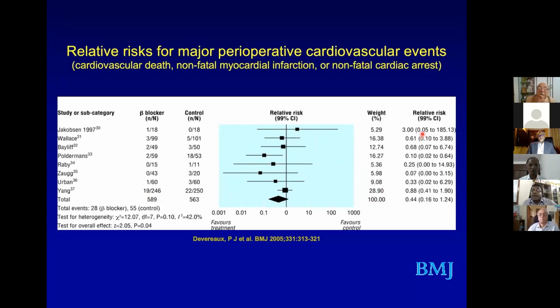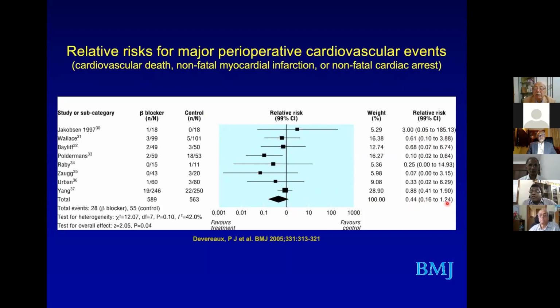Right? And this is the 99% relative risk, and 0.61, you see 0.61 over here, and this is the 99% confidence interval, right? The pooled estimate is 0.44 over here, or in other words, beta blockers cause a 56% reduction in these events compared to control or placebo. Even a 56% reduction is not statistically significant.